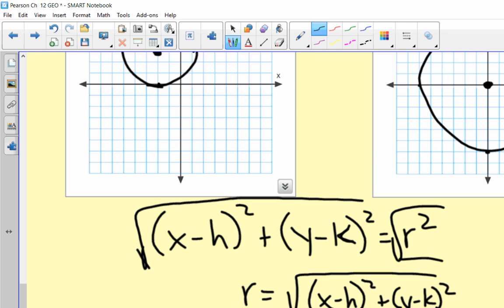All right, so that was end of chapter 12. You will get this form of this kind of equation, doing this kind of stuff with different things when you get to Algebra 2, okay?